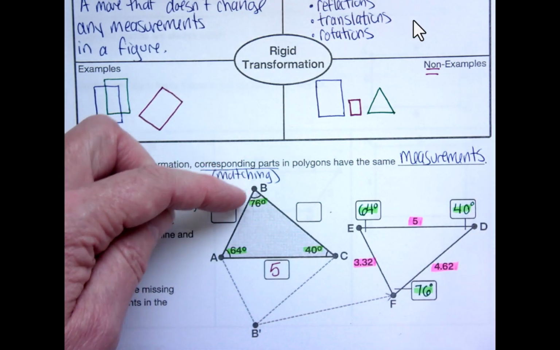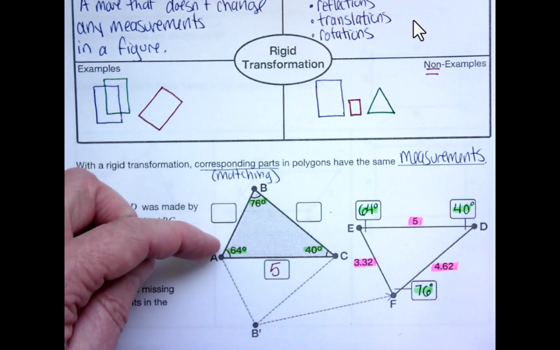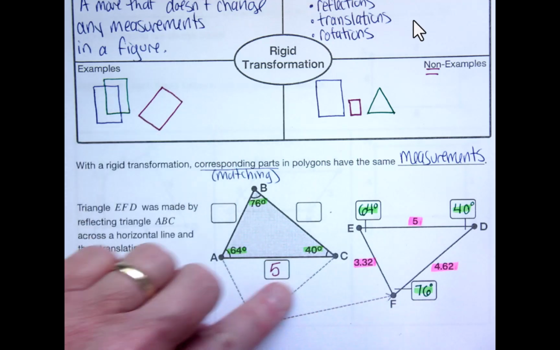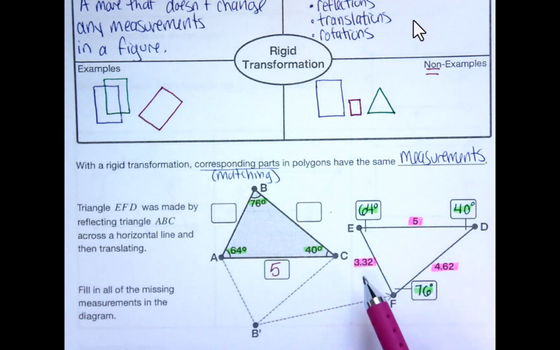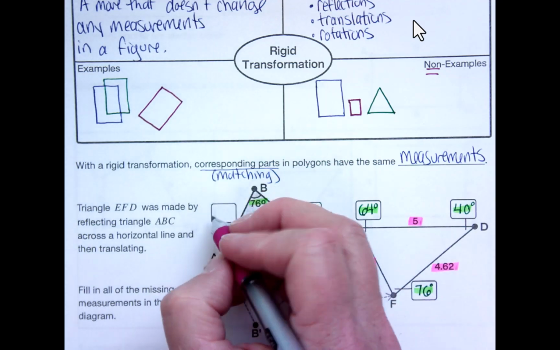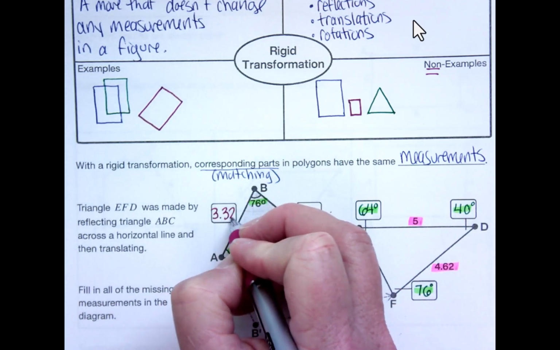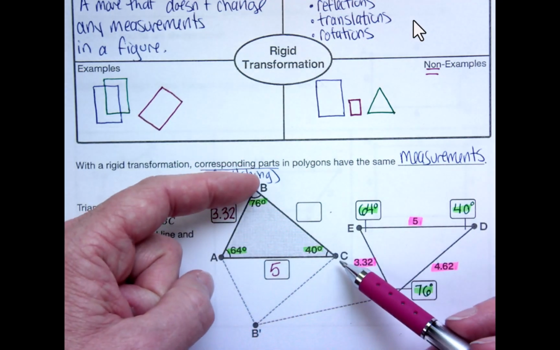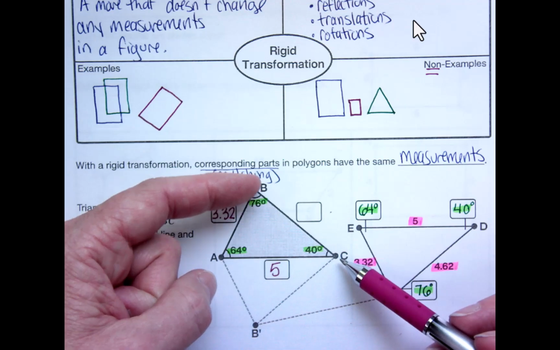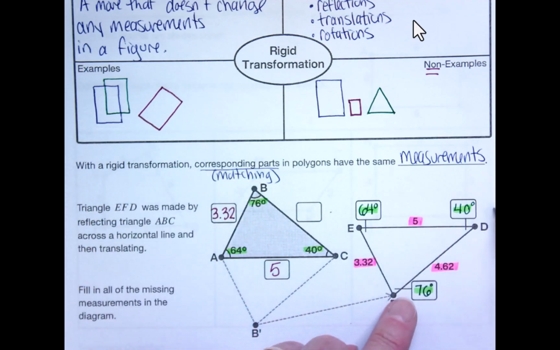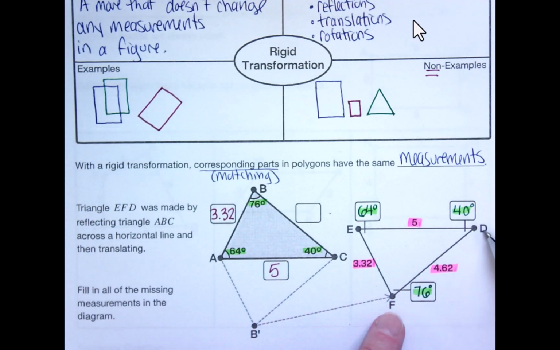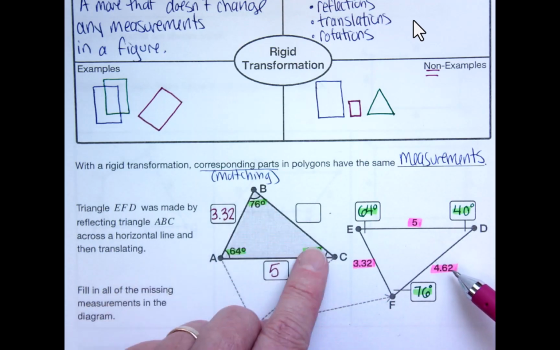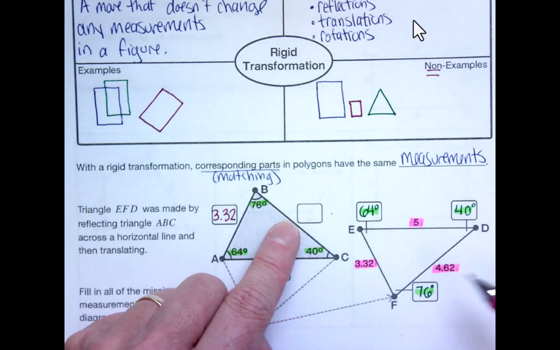Let's think about what AB corresponds to. When I flip it over and slide it up, it's going to correspond to side EF, 3.32. They have the same measure. And for that last segment, when I flip the triangle over and move it up, I wind up with segment FD. That corresponds to segment BC. So they're going to have the same measure.